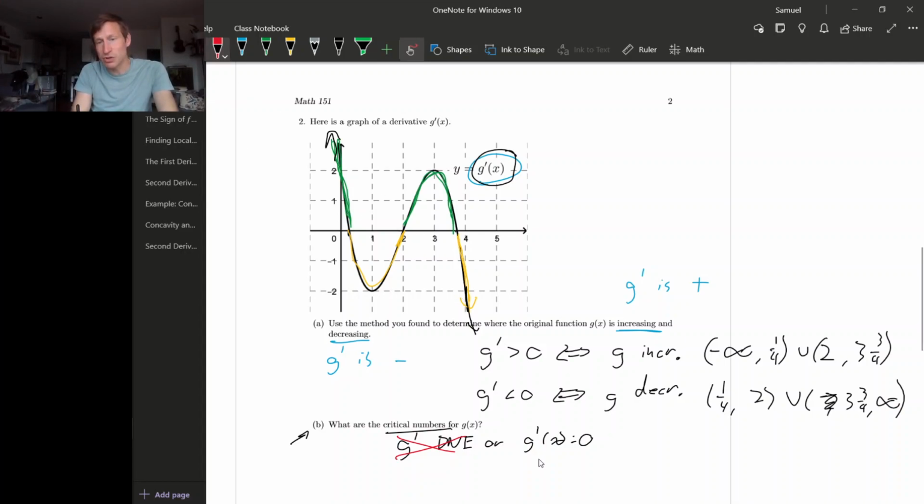So that means we're looking for places where g prime of x is 0. And there are 3 of those places. These are just x-intercepts for g prime. We can see where those are. There's one here, there's one here, and there's one here. Because we have the graph of g prime, we can find critical numbers for the original function g. So the critical numbers are at about a quarter, at 2, and about 3 3/4.